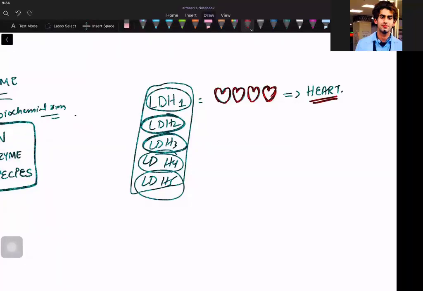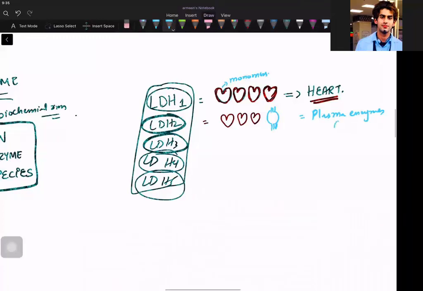When I see the structure of LDH2, I appreciate that there are 1 heart, 2 heart, 3 heart, and 1 is a muscle. First thing I will tell you, I am not giving it on the location basis. It is the structure, the monomer. These are all monomers. So what is the location of LDH2? We have seen it as a plasma enzyme. These are plasma enzymes, that is, they must be in the blood. But mostly you see them especially in the WBC.